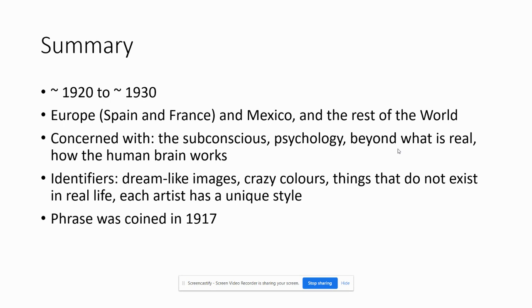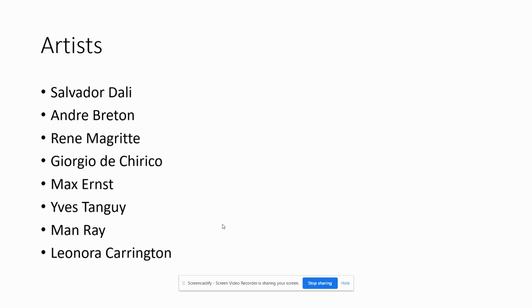The way that we can identify surrealist artworks are things that come out of your dreams, dreamlike images, crazy colors, things that don't exist. Each artist has a very unique style that you can identify, like, okay, cool, this is a Dali. So if it looks like it's something that's come out of a fever dream, it is probably surrealism. The phrase was coined in 1917 in a publication, but you guys don't need to know too much about that right now. So these are the artists of the time.